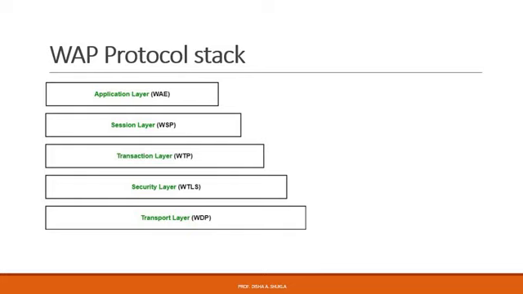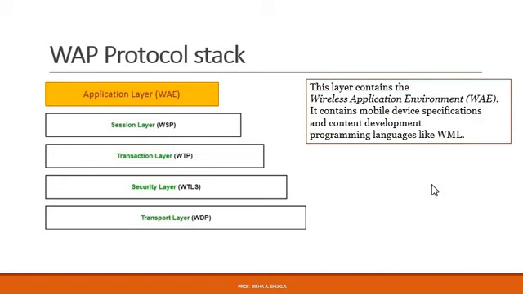In this session we are going to discuss the WAP protocol stack. As you can see here, there are different protocols implemented at different layers, that is the 5 layers defined: application layer, session layer, transaction layer, security layer and transport layer. So there are 5 different types of protocols implemented at each layer and we will see each of them in detail.